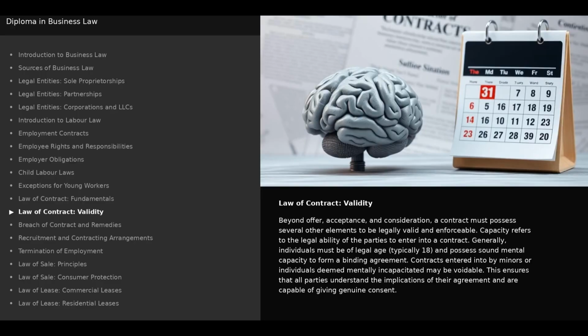Law of contract. Validity. Beyond offer, acceptance, and consideration, a contract must possess several other elements to be legally valid and enforceable. Capacity refers to the legal ability of the parties to enter into a contract. Generally, individuals must be of legal age, typically 18, and possess sound mental capacity to form a binding agreement. Contracts entered into by minors or individuals deemed mentally incapacitated may be voidable. This ensures that all parties understand the implications of their agreement and are capable of giving genuine consent.